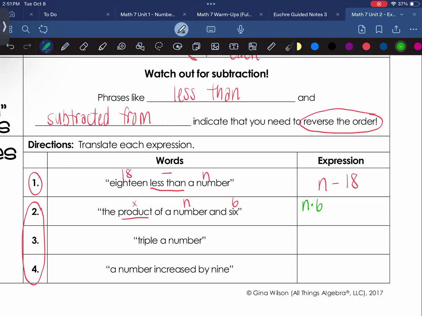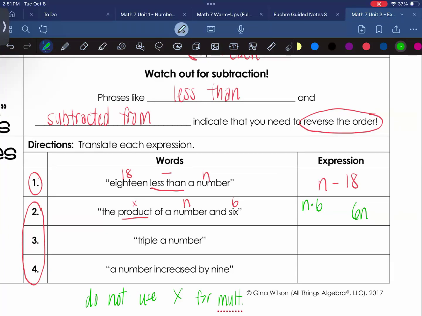Or if you remember me briefly saying that when a letter and a number are written touching each other, that means to multiply. So this is how you'll usually see it, 6n, which means 6 times n. Do not use the multiplication symbol for multiplication.